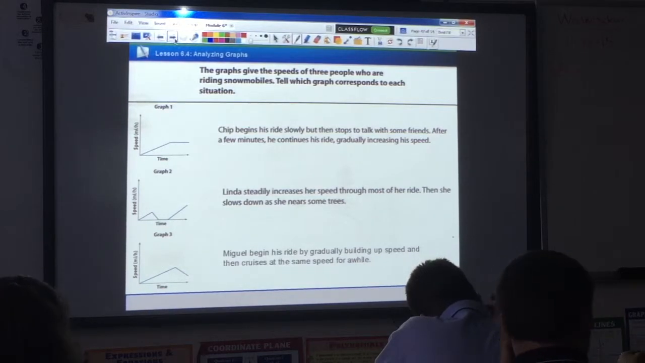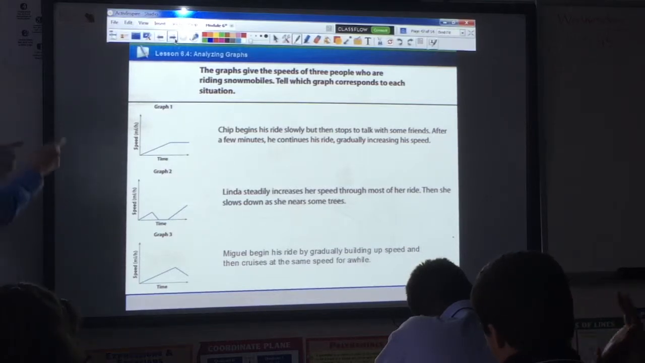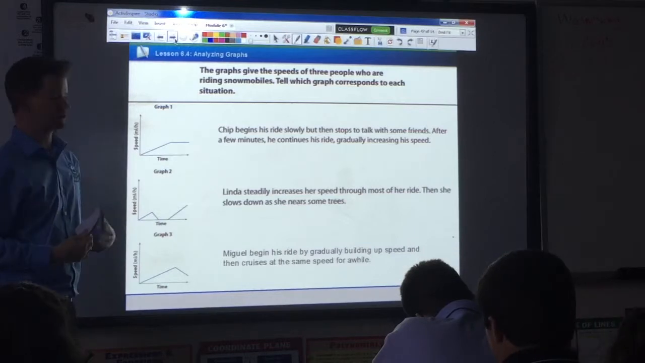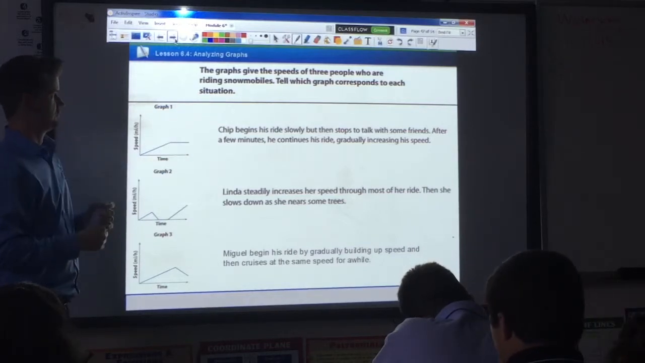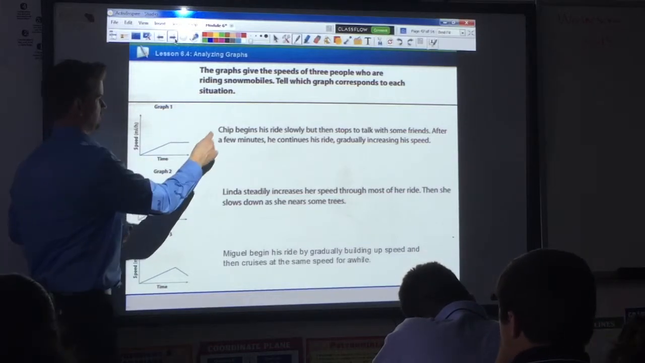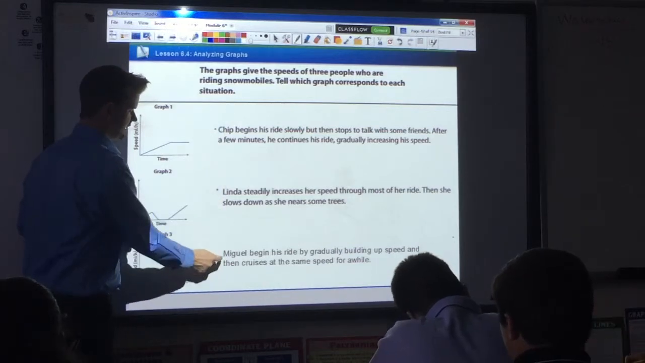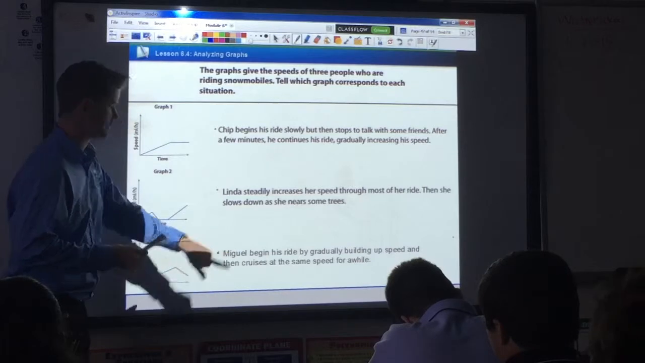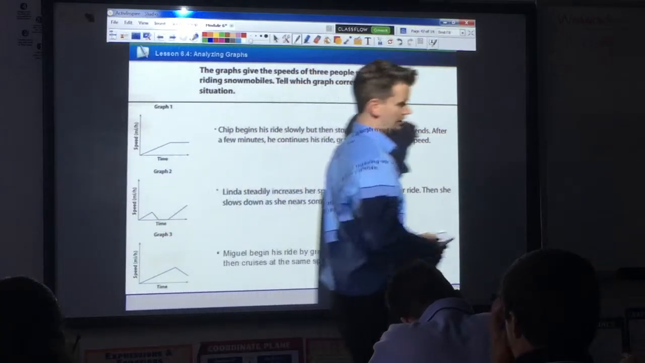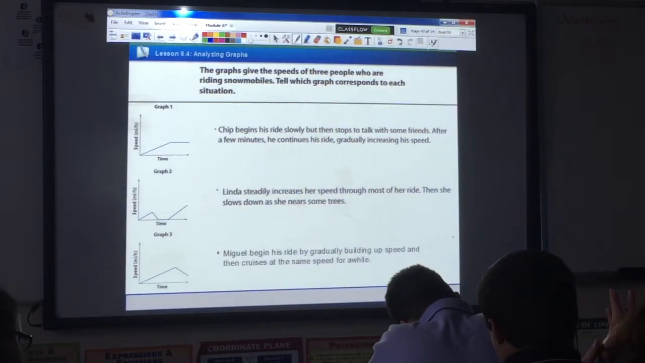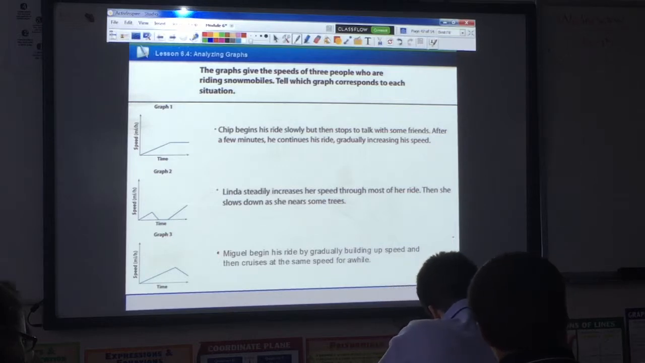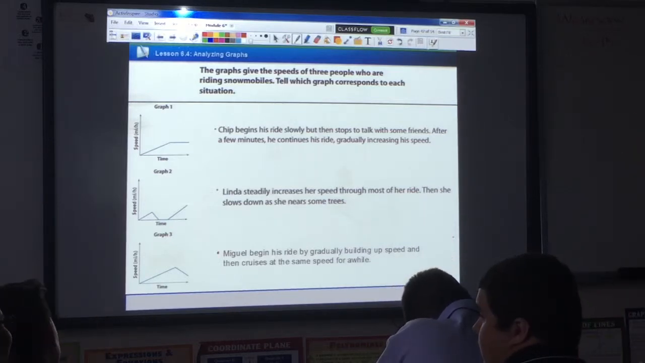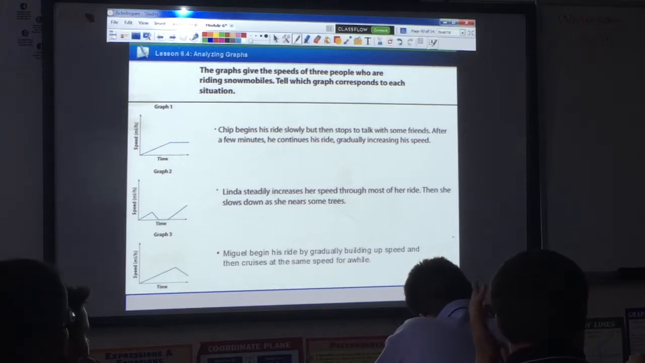Emily, the graphs below, graph 1, 2, and 3, give the speeds of three people who are riding snowmobiles. I want you to tell me which graph corresponds to each situation. So we have Chip, we have Linda, and we have Miguel. Emily, which situation do you want to work with? Chip, Linda, or Miguel?